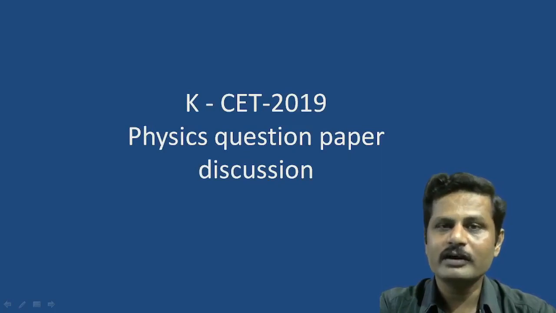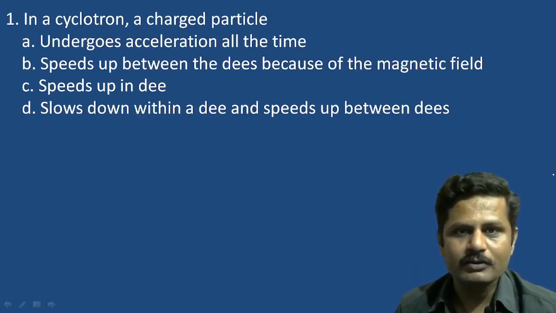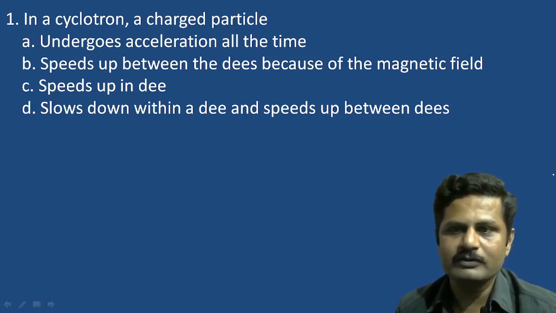Okay, let's get started. Let's have a look at the very first question. In a cyclotron, a charged particle undergoes acceleration all the time, speeds up between the D's because of the magnetic field, speeds up in D, slows down within a D and speeds up between D's.